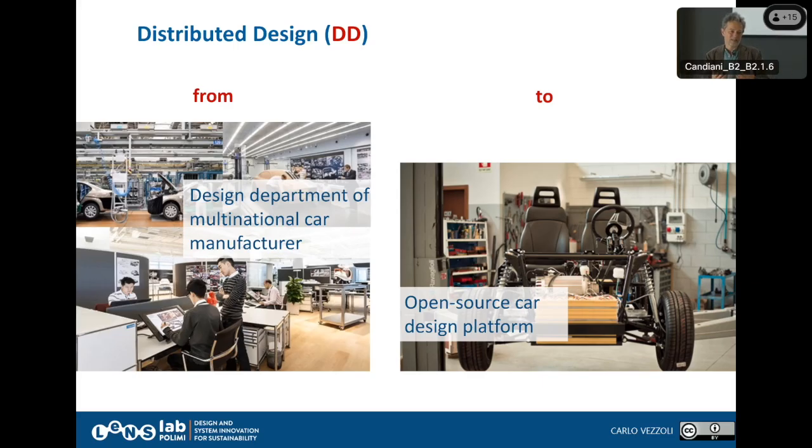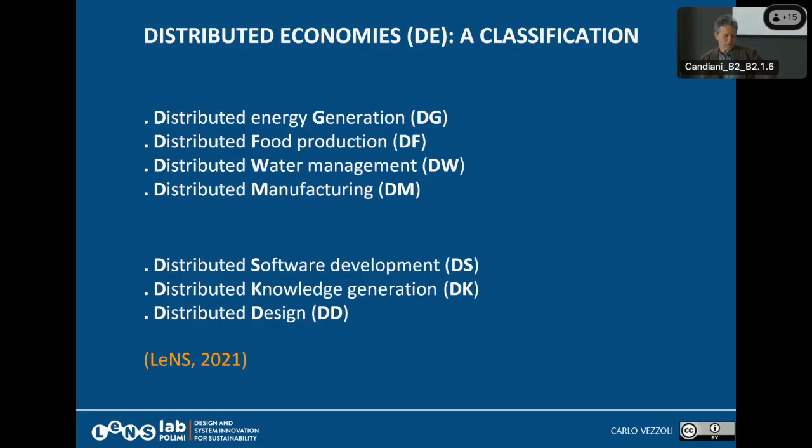With open access, as we discussed, there is no copyright over that, so everything is open, and everyone can contribute to the design of a given product. So we have seen these different typologies of distributed economy.